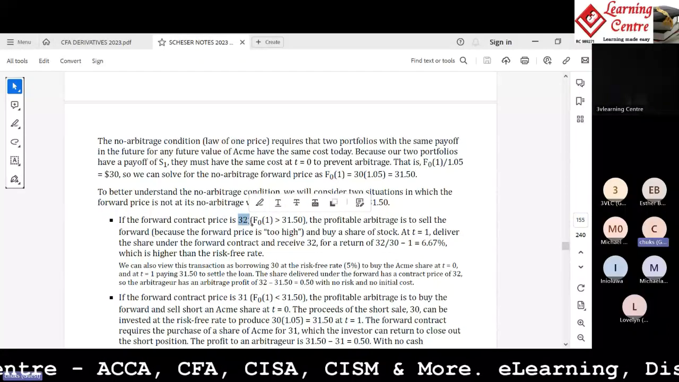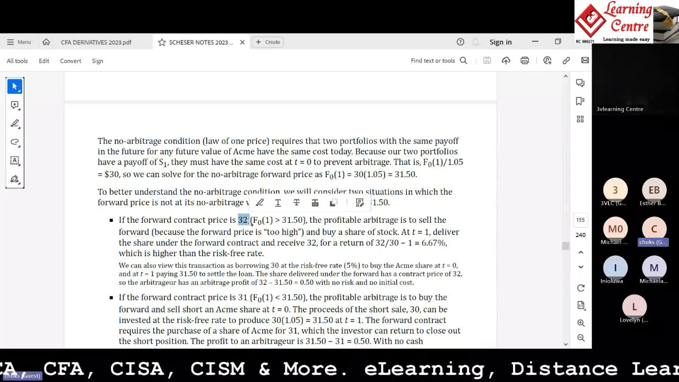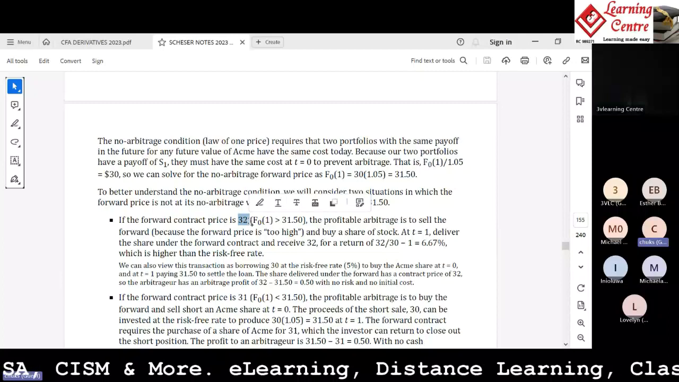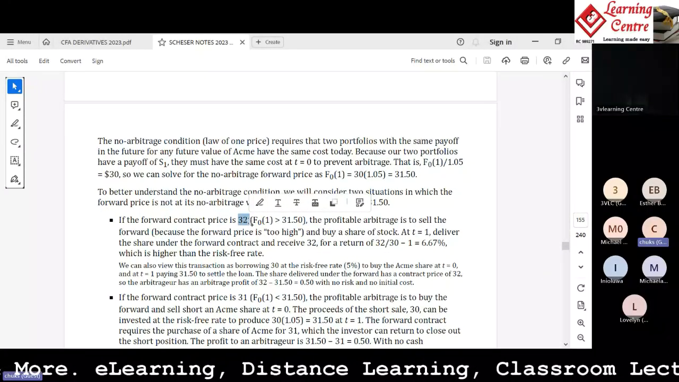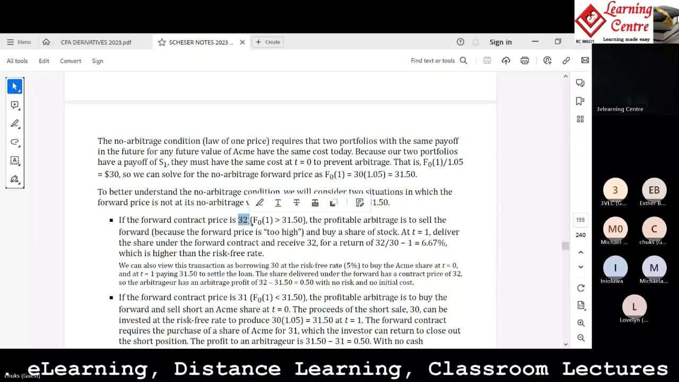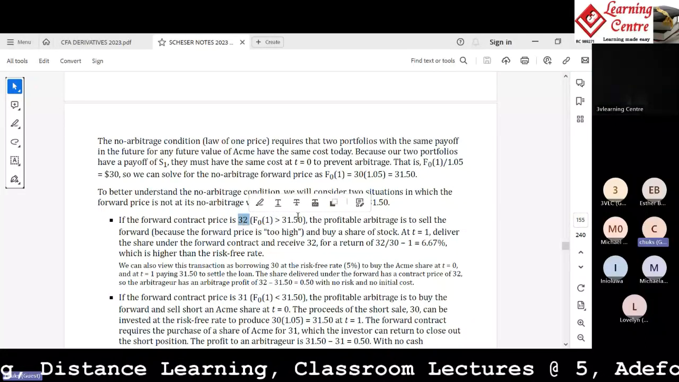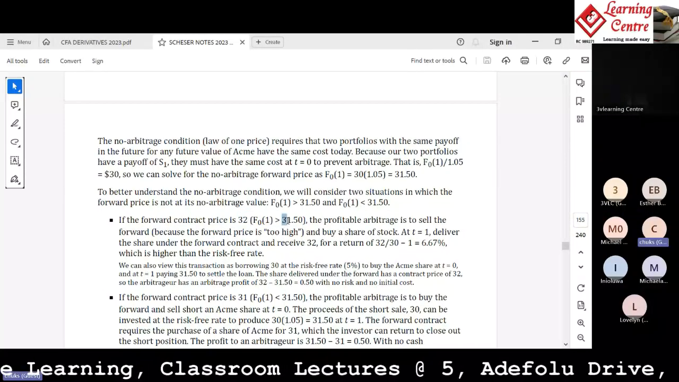But remember, as you keep selling and selling, what happens is the price starts coming down. So at some point, this 32 will drop back to what we can call the equilibrium price of 31.5.